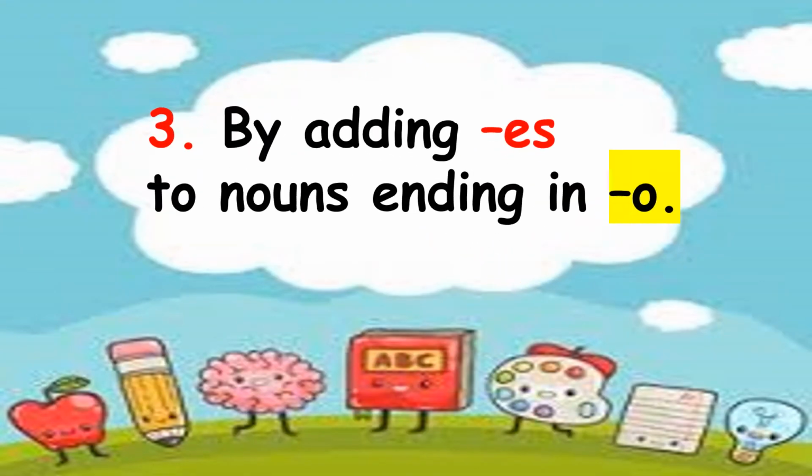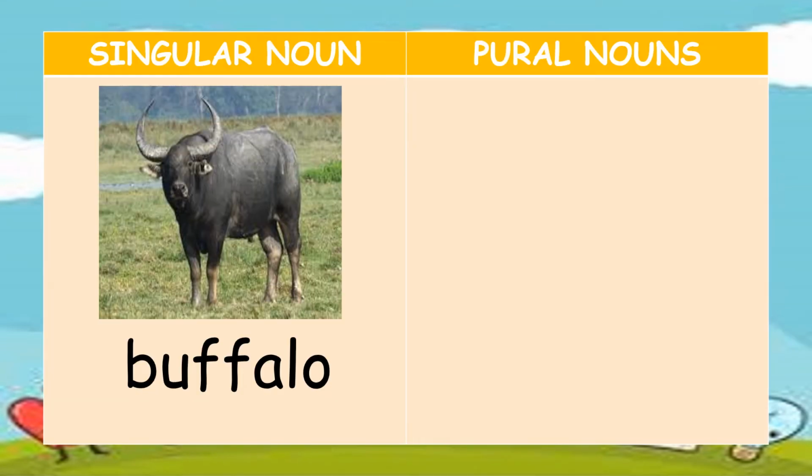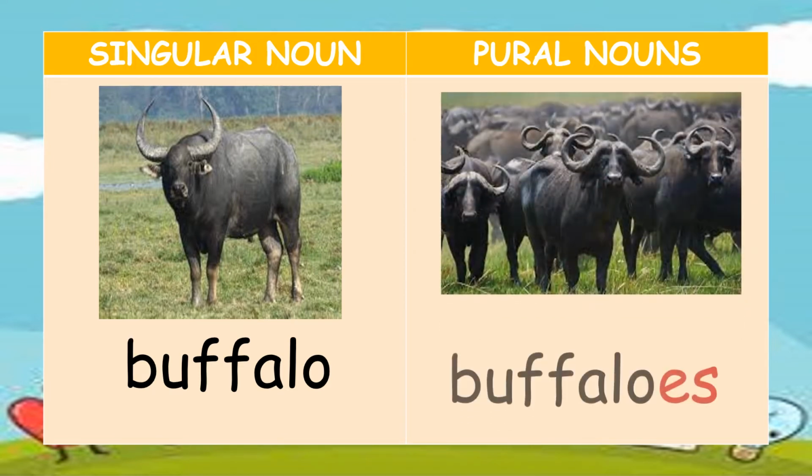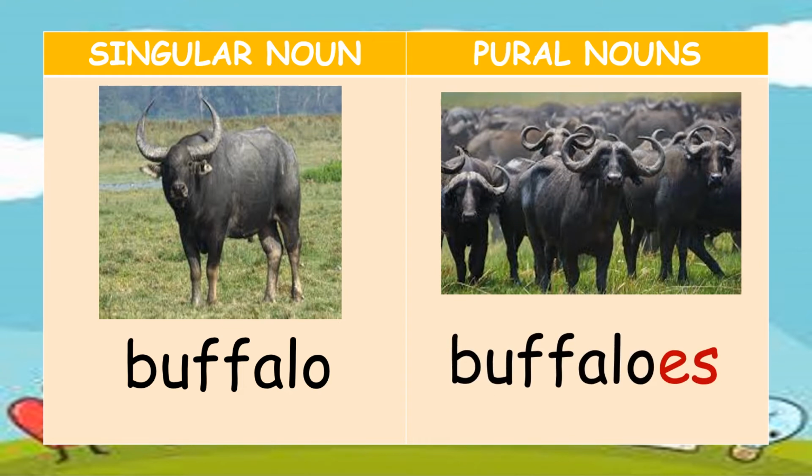The third rule is by adding ES to nouns ending in O. Example, buffalo. Buffalo ends with the letter O. If many, buffaloes. Add ES. That is a buffalo. Those are buffaloes.